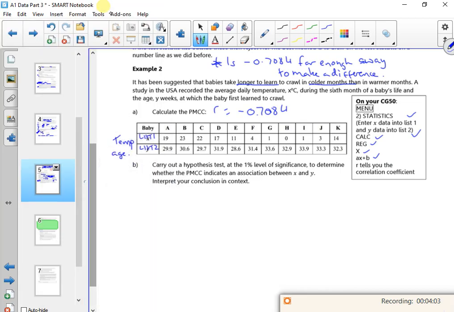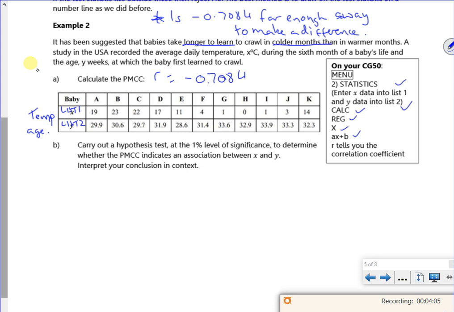Right, and so I need to set this test up, don't I? It says carry out a hypothesis test at the 1% significance level, so 0.01, to determine whether the PMCC indicates an association between X and Y. It doesn't say a positive association, it doesn't say a negative association. It's vague. If it's vague, it's a two-tailed test.